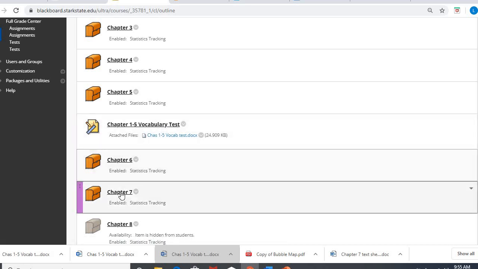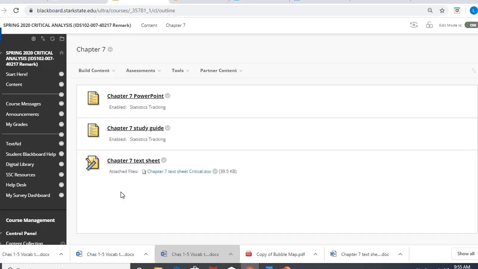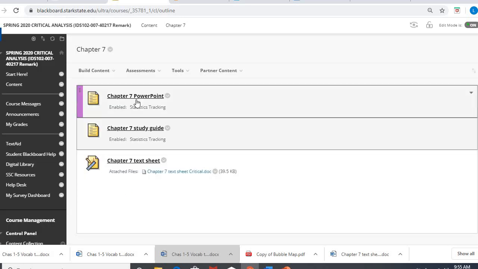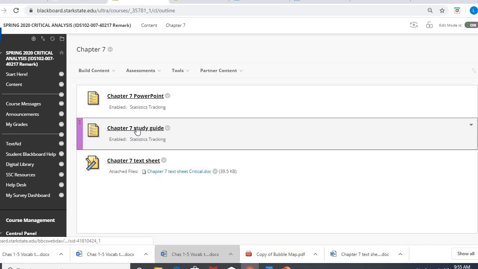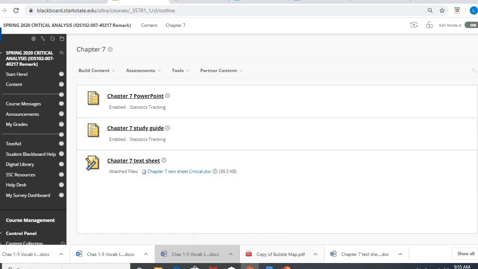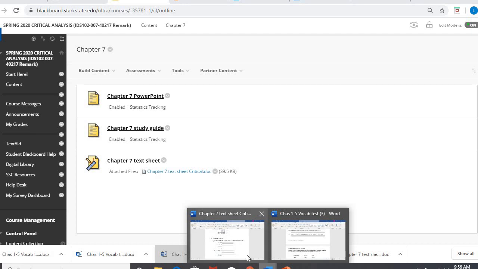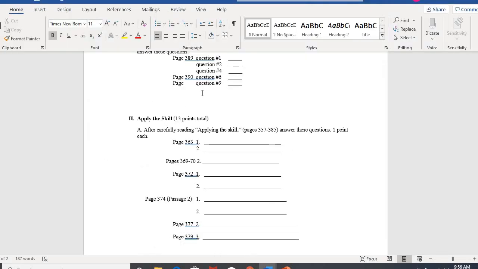But we are in week 7 now. So we're going to click into the chapter 7 folder and you'll see you have your PowerPoint. You have your study guide, which we are not going to talk about any vocabulary words today, and then your text sheet. We are going to do a little bit of our text sheet today. We're only going to do part 2A. So you want to have that pulled up and ready to go to work as I go through this with you. So let's just jump in.